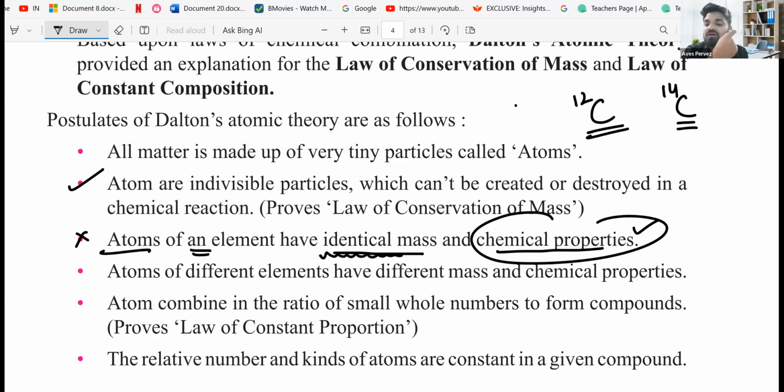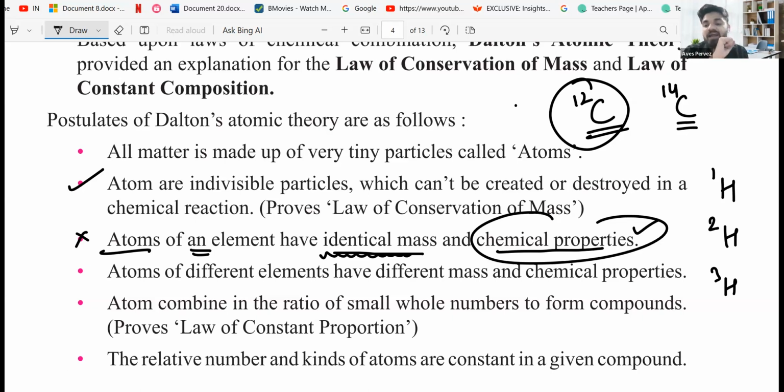The atoms of an element can have different masses, like in the case of hydrogen. Hydrogen has three types of isotopes. Isotope means three types of atoms, one with mass 1, one with mass 2, and one with mass 3. But all three have the same chemical properties. They may have different physical properties, like boiling point or melting point, but the chemical properties are the same. Got it?